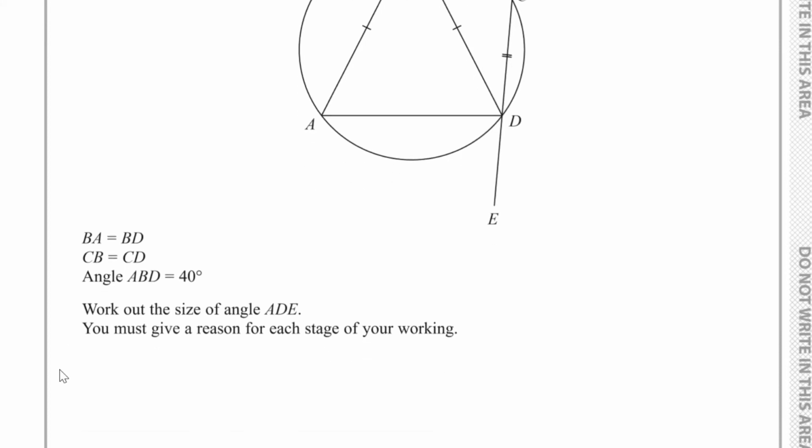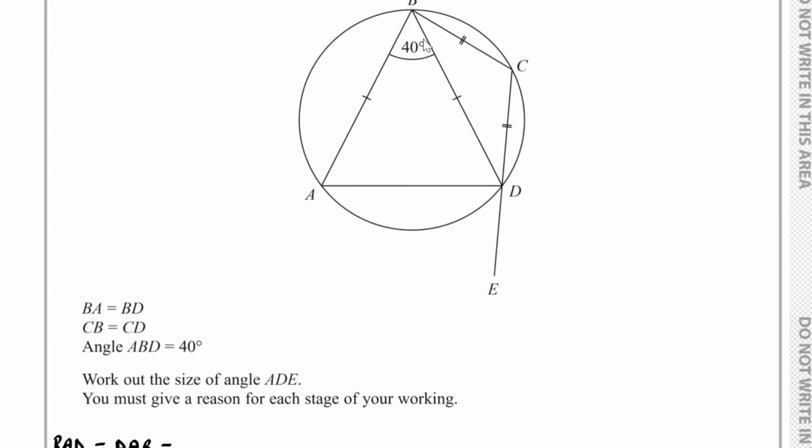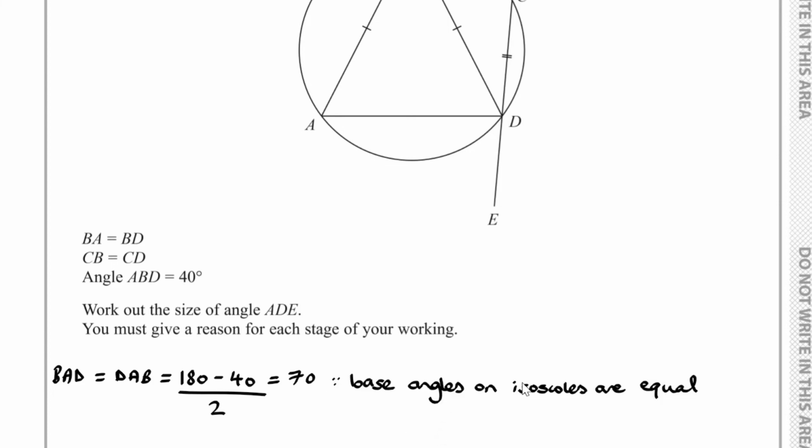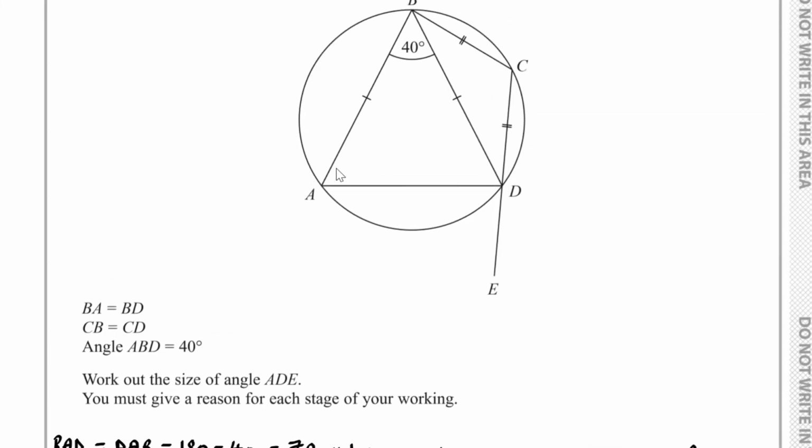Well, first of all, BAD, that's going to equal DAB because we have an isosceles triangle. So we have 180 take away 40 and divide that by 2. We end up with 70. So the reason here, the base angles on an isosceles triangle are equal. So what does that mean? It means over here we have 70 degrees, and it also means here we have 70 degrees.